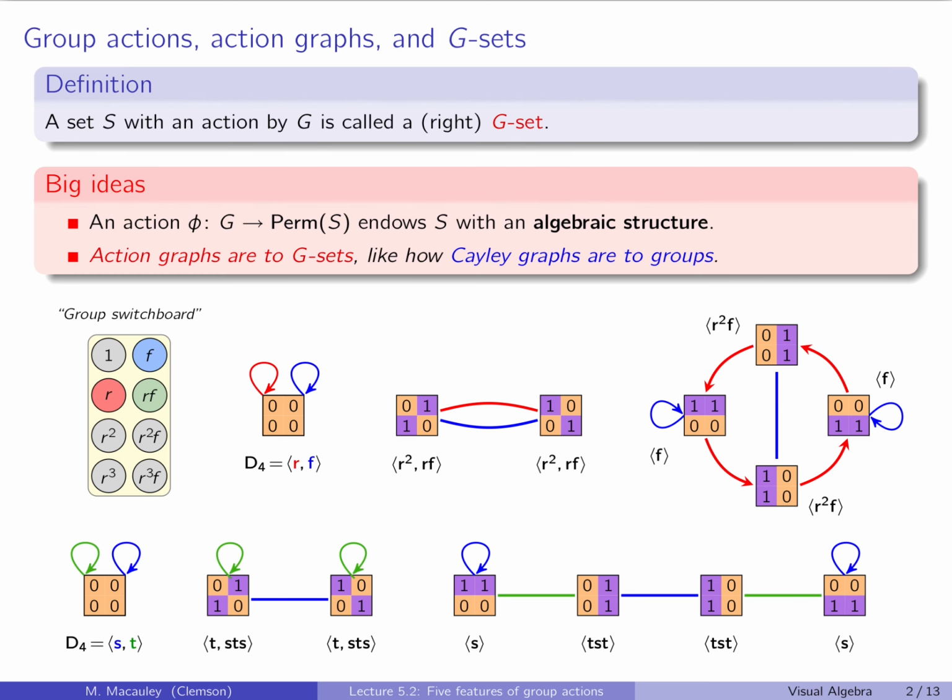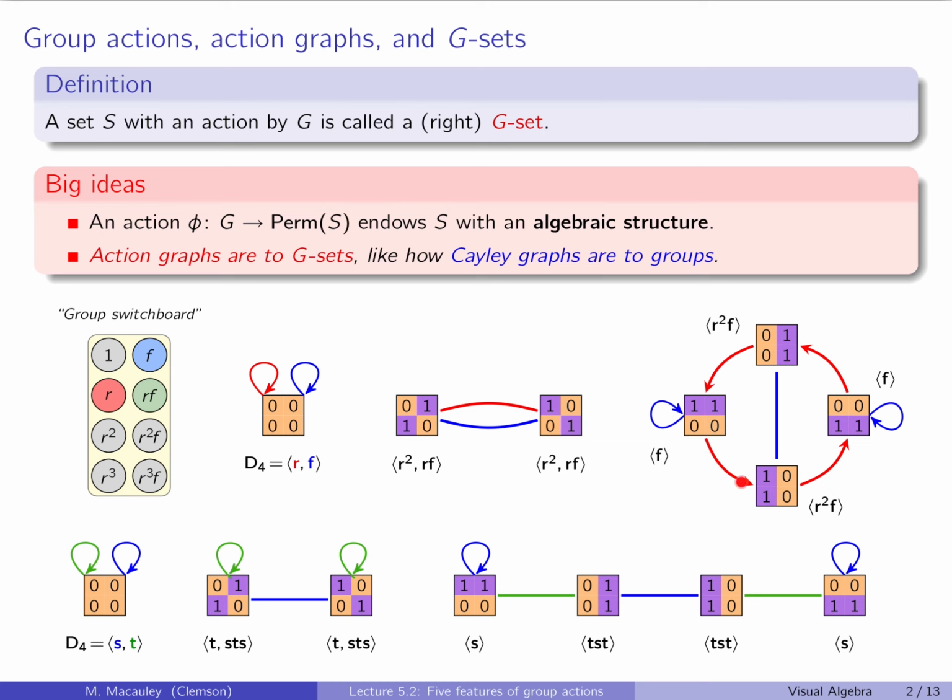Before we get started with this lecture, I want to recap some of the key ideas from the previous lecture. Please go watch that video if you have not already. So a set S with an action by G is called a G set. Now, why do we bother defining this if we already have the definition of an action? Well, here's why. An action, recall, is a homomorphism from a group G to the permutations of a set S. And this endows S with an algebraic structure.